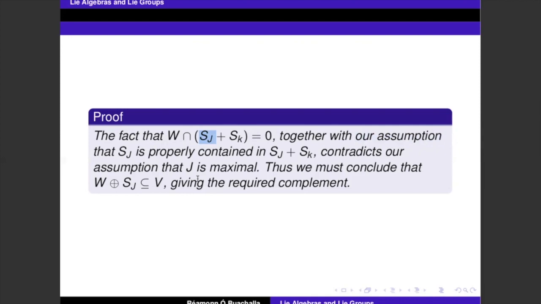Hence, we must conclude that no such S sub k exists, and hence that this equality, the inclusion, and sorry, this is going the wrong way. The inclusion is the other way around. This should be an equality, and it concludes that this is an equality, and it gives the required complement. Okay.